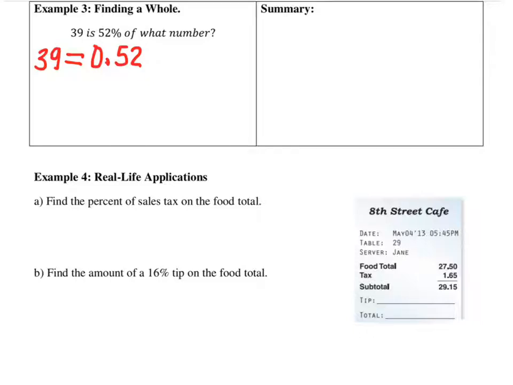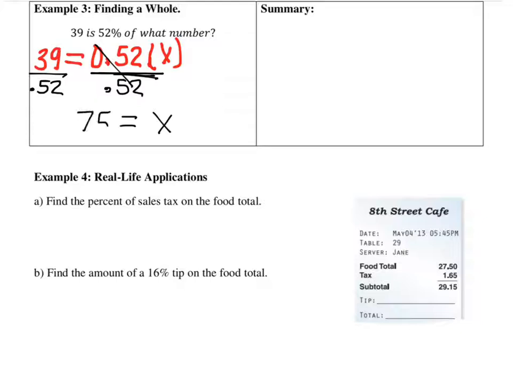Of means multiply, and we have what number is x. So to solve for x, we need to divide by the 0.52. When we divide that, we get x equals 75.